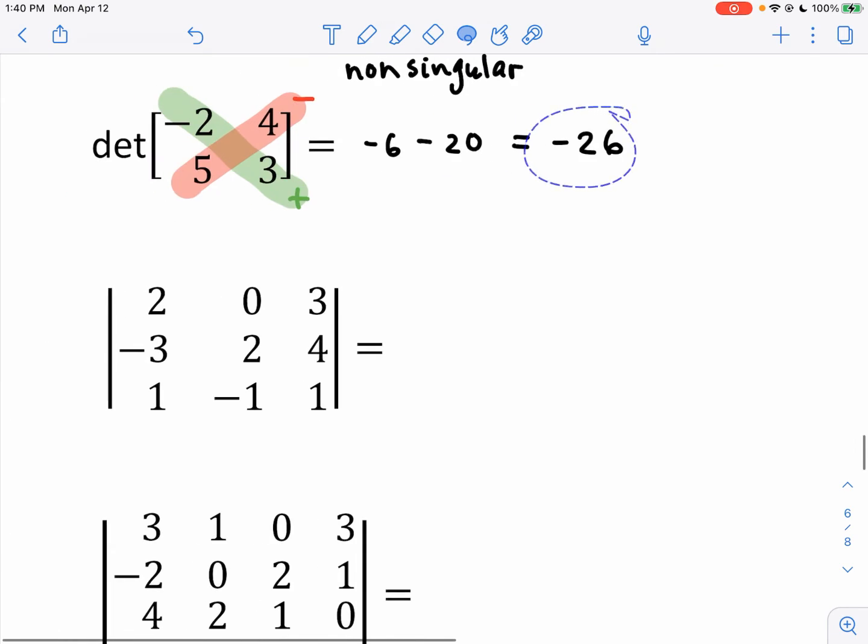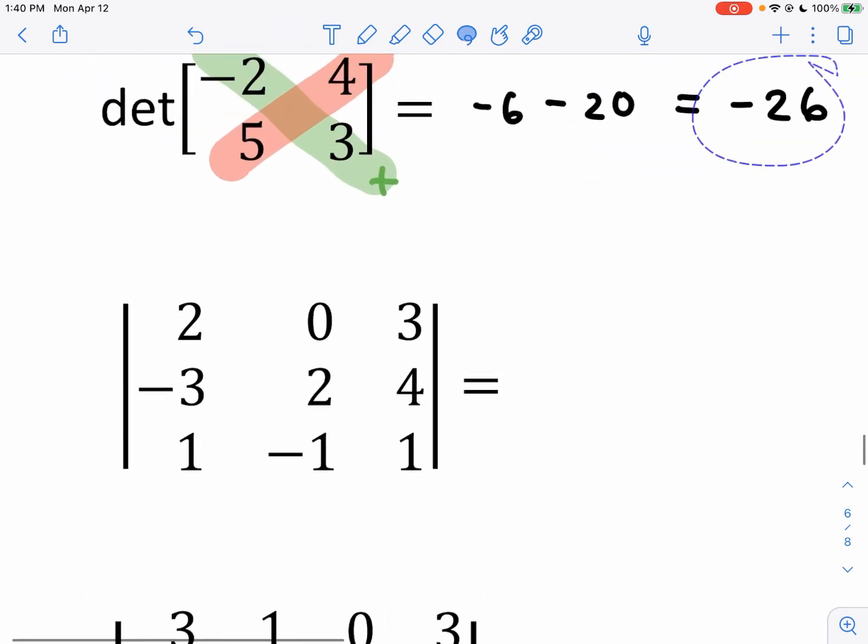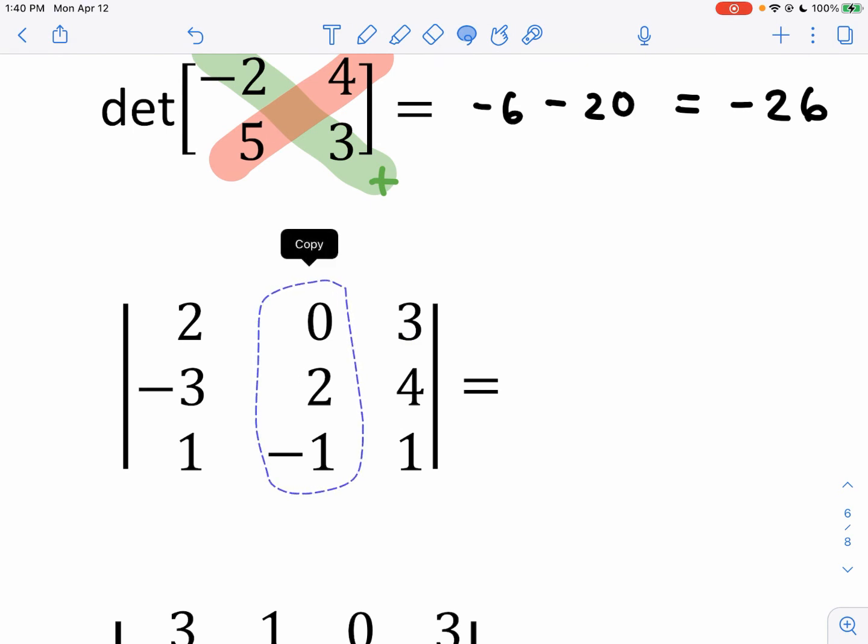Now let's do a 3 by 3. Once we go larger than 2 by 2s, we do what's called cofactor expansion. What you want to do for cofactor expansion is identify any row or column that has the most zeros. This will just keep your calculations a little bit faster. So there's only one 0 in this matrix. It's in row 1. It's also in column 2. So you can pick either row 1 or column 2. And we're going to do something called a cofactor expansion along that row or column.